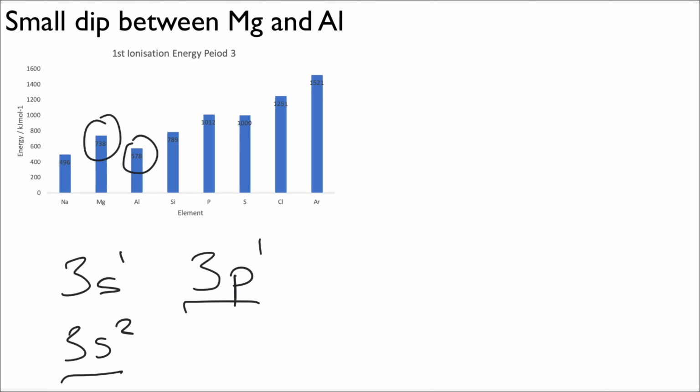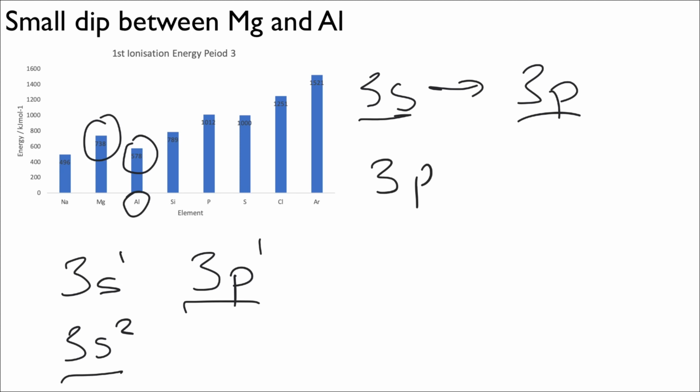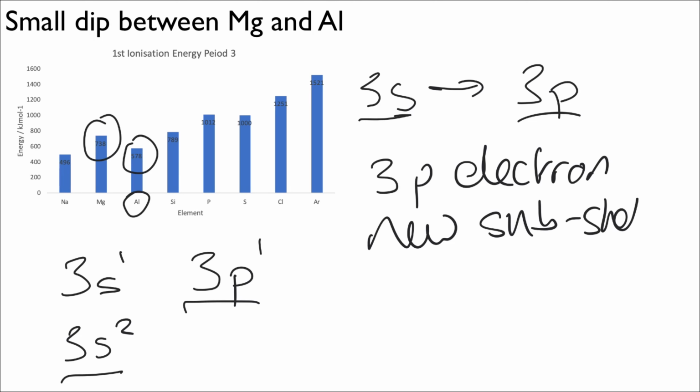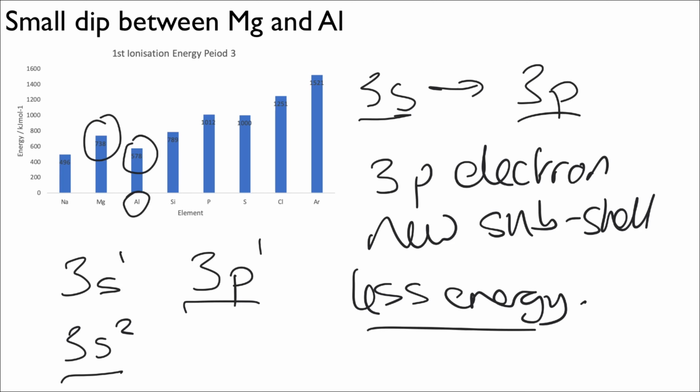Okay, so what's happened is we're moving from an s subshell, specifically the 3s subshell, to the 3p subshell. Because the aluminium electron has now entered the 3p subshell, it's slightly higher in energy, which means it's a little bit further from the nucleus, which makes it slightly easier to remove. Okay, so the 3p electron has entered a new subshell, which means it's slightly easier to remove, so it requires less energy. So less energy is needed. Okay, and that's because it's going from the 3s subshell to the 3p.